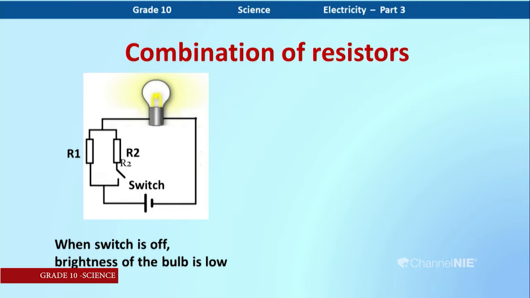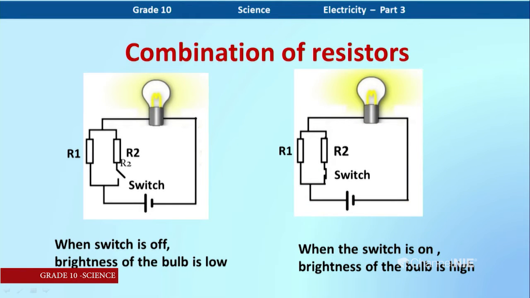A switch is connected to R2 resistor, but the switch is in the position off. Switch is off. That means no current flows through the R2 resistor. Now, look at the brightness of the bulb. The current flows, total current flows only through R1 resistor, and a certain current flows through the bulb and the bulb is lighted. Now look at what happens when the switch is on.